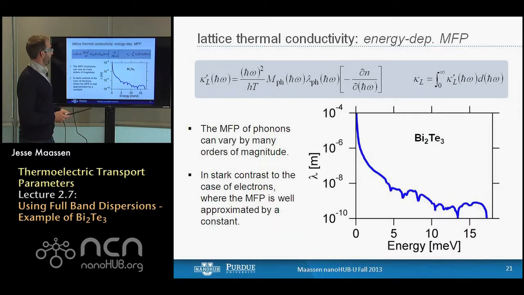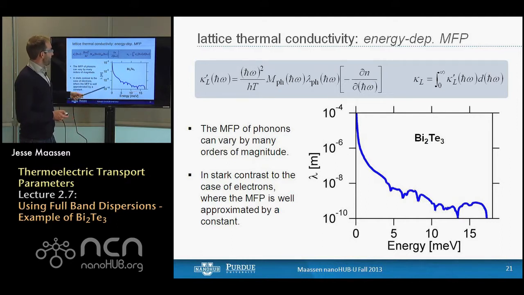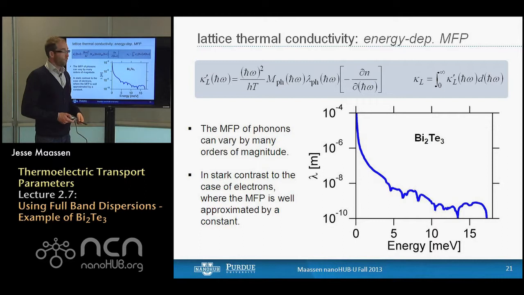All right, here I just wanted to quickly mention also, if we plot the mean free path versus energy, you see that the mean free paths for phonons vary by orders of magnitude here. So this is like 10 microns, and this goes all the way down to about 1 nanometer. This is very different than in the case of electrons, where you could assume that the mean free path is just a constant. But you have to be careful and keep this in mind, because the average mean free path that you extract might be quite close to that of electrons, but the energy-resolved mean free path can be quite different.